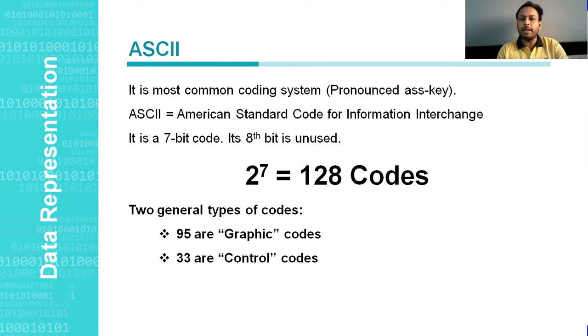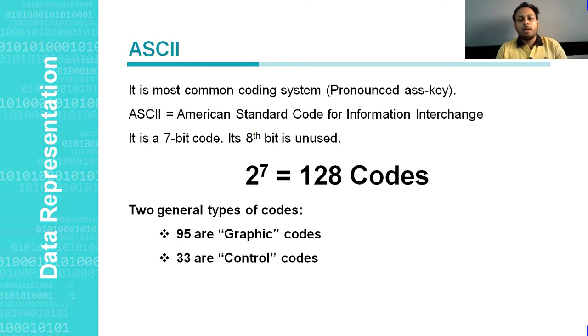Let's start with ASCII. It is the most common coding system. ASCII means American Standard Code for Information Interchange. Please note it down, it is very important. It's a 7-bit code, which means 128 characters are used with ASCII. Its 8th bit is unused, which means 0 will be placed in the place of the 8th bit.